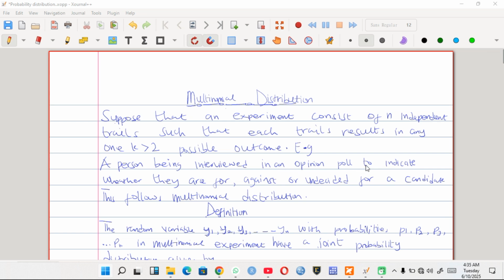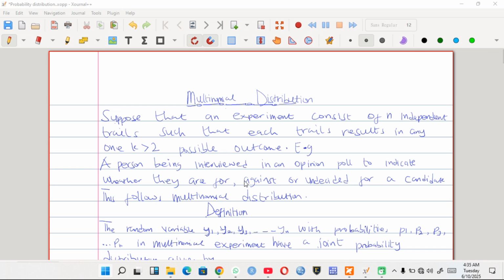For example, a person being interviewed in an opinion poll to indicate whether they are for, against, or undecided about a candidate, right? When you see such an example, our interest for the outcome is for, against, or undecided. So here our possible outcomes are greater than 2. Here we cannot refer to this as a binomial experiment, but rather we refer to it as a multinomial experiment, right?